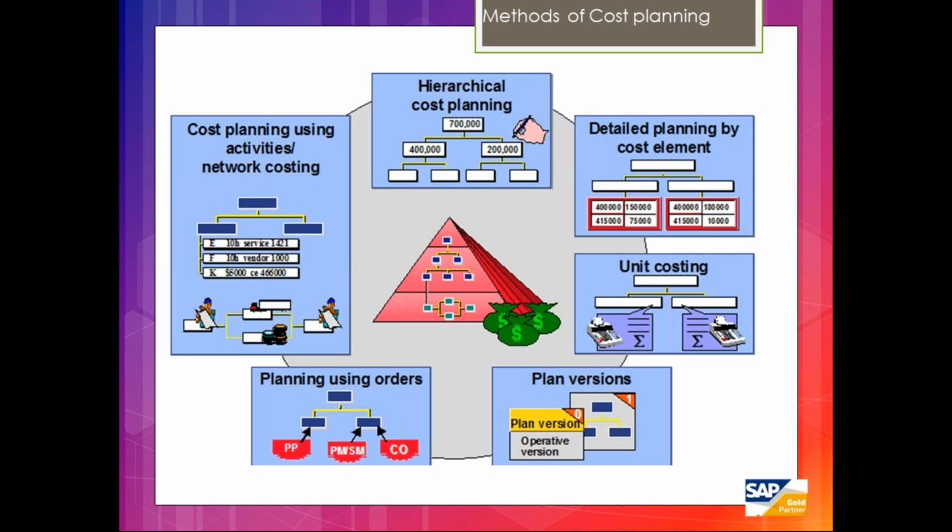Then along with that we have another cost planning, like planning using the orders, like a PP order or a PM order. If I attach this PP order or PM order or CO order against any of these networks or WBS, I can do the cost plans. Once I do the MD50 and all, then I'll get the actual cost postings against these WBS or network activities.